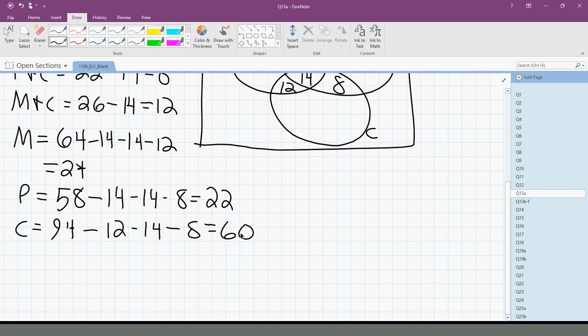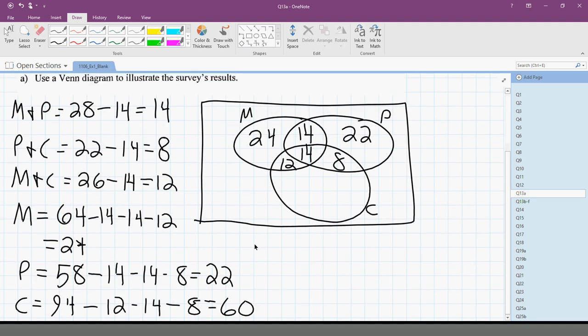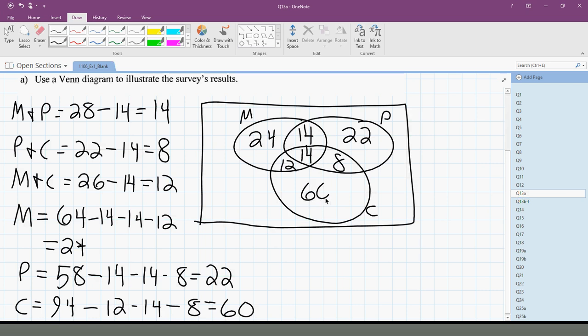I'm forgetting to ask, was this calculator allowed on tests? Yes, you can absolutely use the graphing calculator on your test. Yeah, the TI-Nspire is fine too.